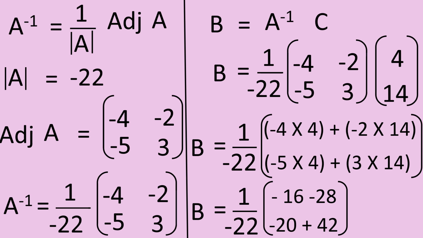So when you say minus 4 times 4, you have minus 16. And then when you have minus 2 times 14, you have minus 28. So you have minus 16 minus 28, as we can see below. And then when we have minus 5 times 4, we have minus 20. And then when we have 3 times 14, we have 42. Let's just simplify this further.